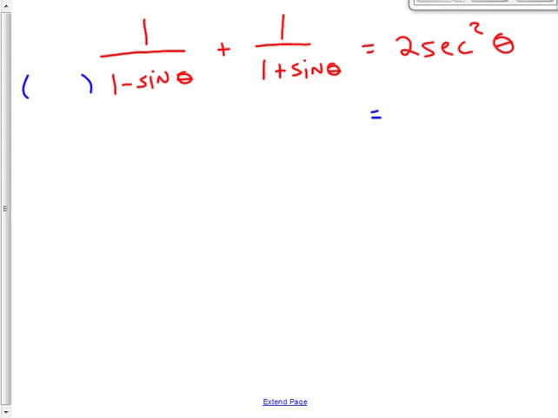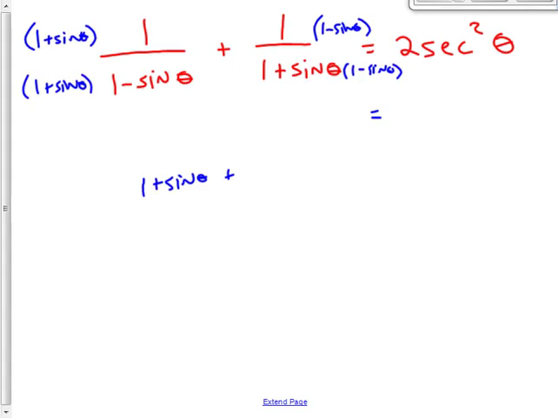That means I have to multiply this one times 1 plus sine theta on top and bottom. And I have to multiply this one by 1 minus sine theta on top and bottom. So on the top of this fraction, I have 1 plus sine theta, because that times 1 doesn't do anything. On the top of the right fraction, I have 1 minus sine theta. On the bottom, now I have 1 minus sine theta times 1 plus sine theta as my common denominator.